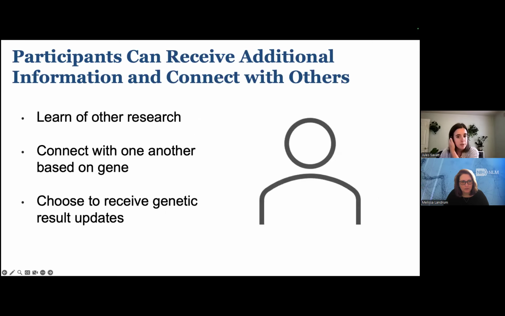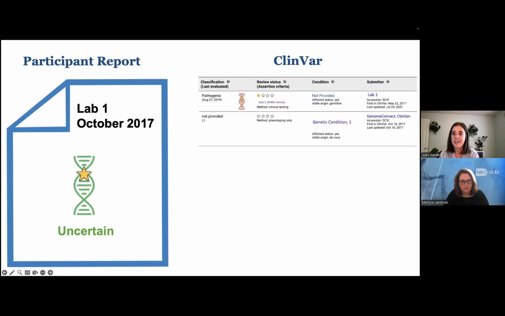And then GenomeConnect participants also can have a couple of benefits back to them, like learning about additional research studies. We might learn about them because someone sees our ClinVar submission and reaches out to GenomeConnect, which we can then pass on to our participants. Participants can also connect with one another based on gene, and they can choose to receive genetic result updates from the GenomeConnect team. Those result updates also rely on ClinVar. So we identify them through our data sharing.